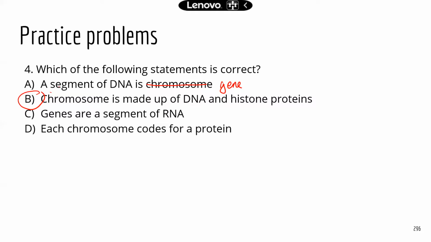Now you have to be careful. I made this question to be a little bit tricky. So this should be DNA, right? It's not RNA. Genes are segments of DNA. Last one, each chromosome codes for a protein. Now that's not correct, right? Because each chromosome has the entire DNA. And there are multiple genes, many genes. It can be many genes on a particular DNA. So this will code for multiple proteins, right? You need a plural. It's not just one protein.